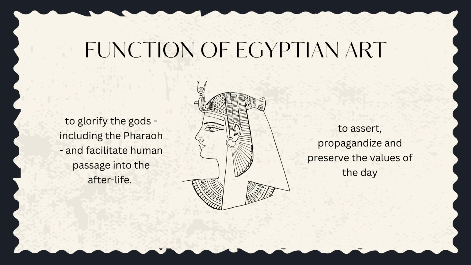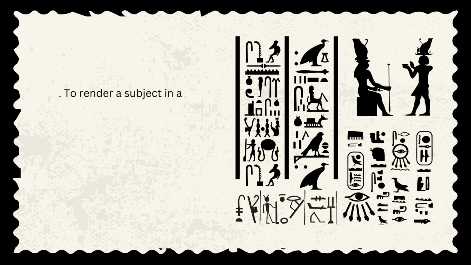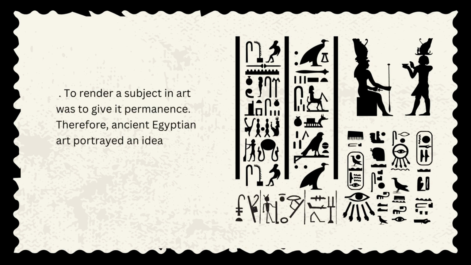The function of Egyptian art was twofold. First, to glorify the gods, including the pharaoh, and facilitate human passage into the afterlife. Second, to assert, propagandize, and preserve the values of the day. Essentially, the purpose of their artworks was bound with religion and ideology. To render a subject in art was to give it permanence. Therefore, ancient Egyptian art portrayed an idealized, unrealistic view of the world.